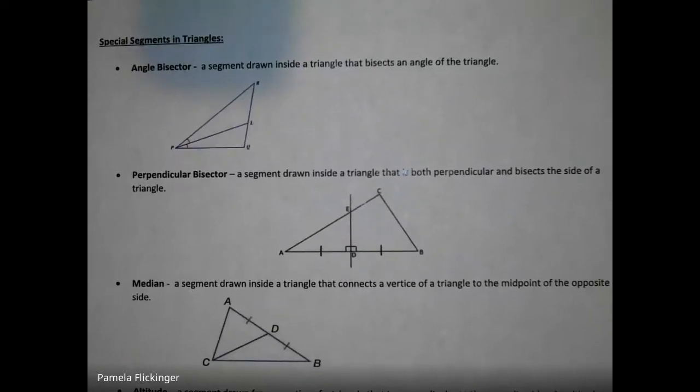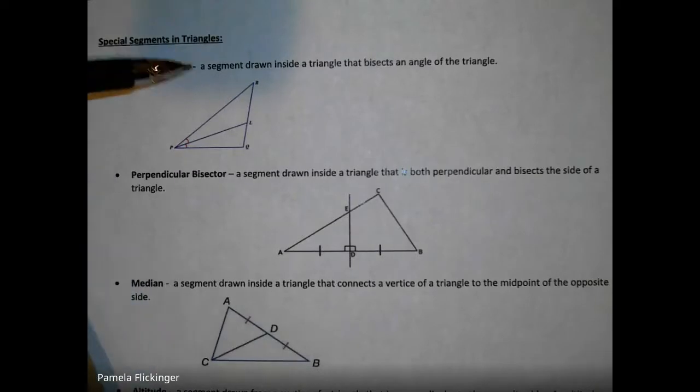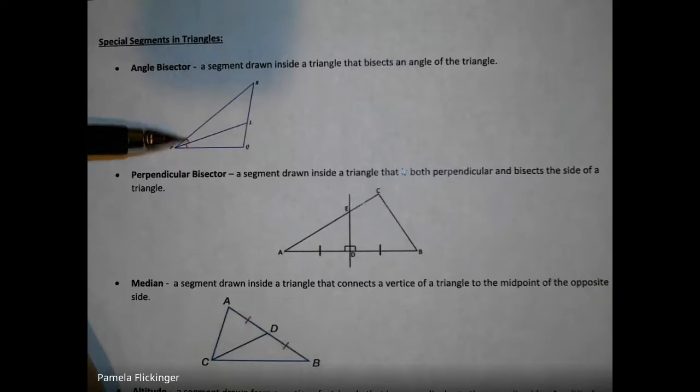All right, within triangles, we can draw different types of segments. There's 4 that we're specifically going to talk about. The first one is an angle bisector, which we have already talked about. But now if we look at it just within a triangle, it's going to specifically be a segment that is drawn inside the triangle that bisects an angle.